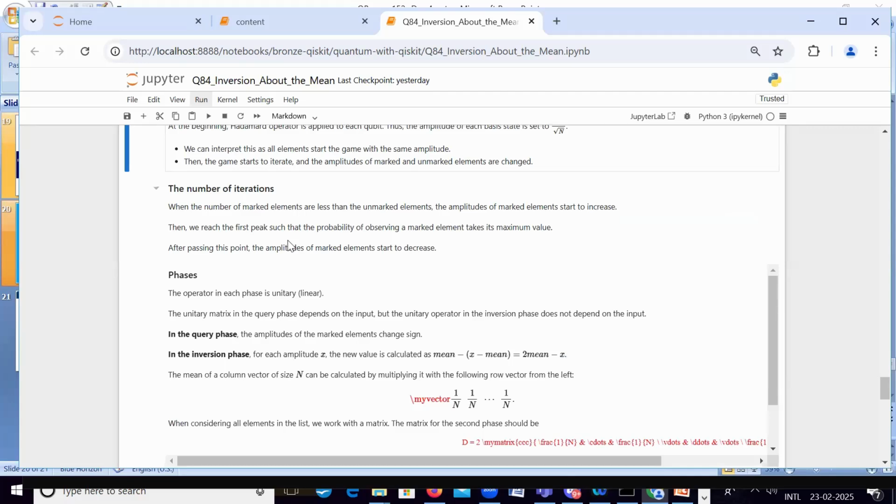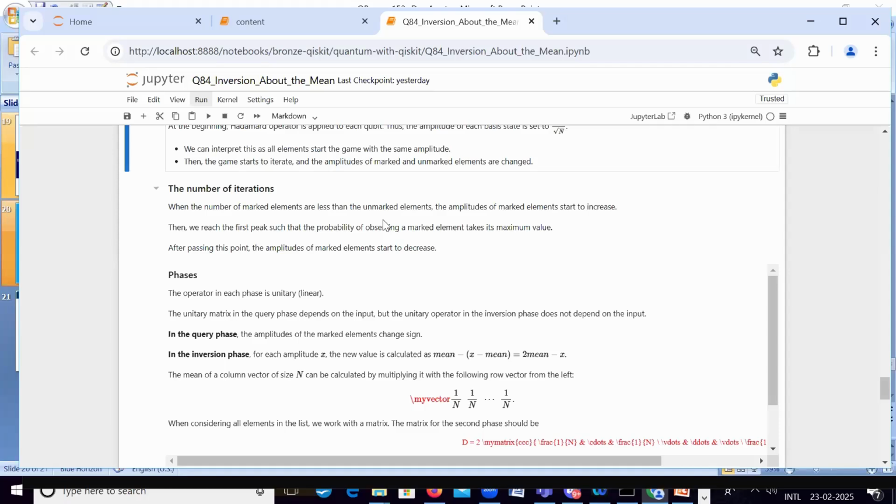When the number of marked elements is less than the number of unmarked elements, this is a conditional value, the amplitude of the marked element starts to increase. Once again, when the number of marked elements is less than the unmarked elements, suppose it started with n, and n minus 2 is marked. So in that case, n minus 1 elements in the set, which is lesser, the amplitude of the rest of the n minus 1 elements is already being marked.